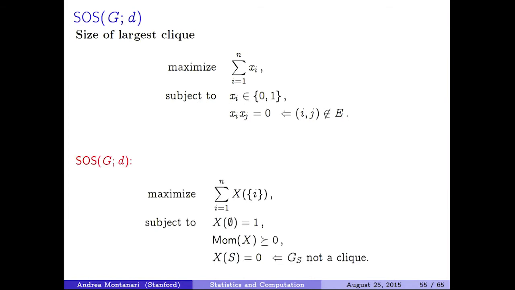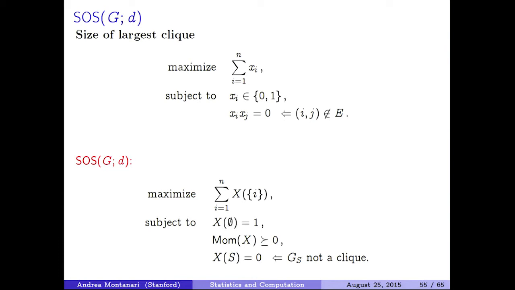Okay, so what is the relaxation now? This is my integer program, and this is the relaxation. What I do, I maximize the sum over i of x of i. Now, what is this? According to my interpretation, this is the expected size of the set. Right, so I want a set of maximum possible size. And then x of the empty set is 1. Why? Because the probability that the empty set is in the clique is 1. The empty set is in every other set. The moment matrix has to be PSD, because every moment matrix is PSD.